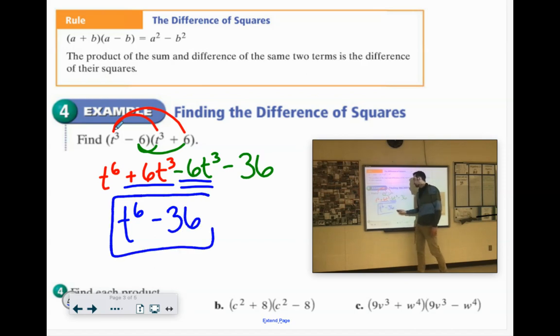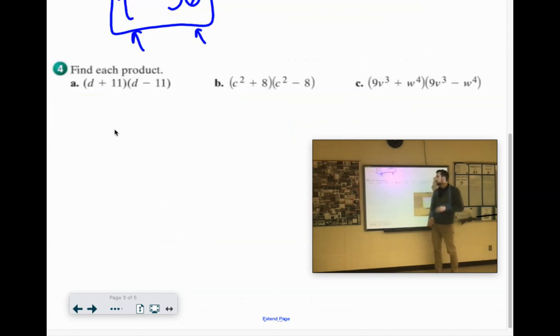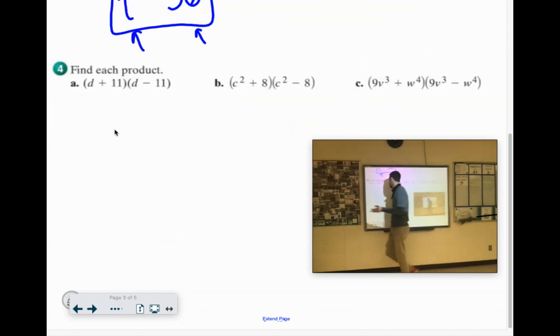So the shortcut for the difference of squares is when you have it, you square the first term, t to the third squared. Remember, when you square something, you multiply the exponent by 2. That's where we get the t to the sixth. You always put a minus, and then you square the second term, the 6, which was 36. You always put a minus because your last term would be a positive times a negative. Great. Let's try it out a few times. Square the first term, put a minus, square the last term.